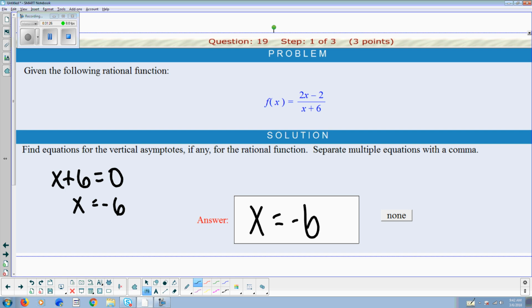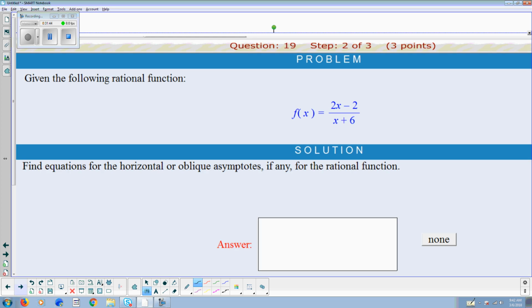There's your vertical asymptote. The only reason there wouldn't be one is if there's no x in the denominator, or if the numerator factored and canceled with the denominator. In that case, you would have a hole instead of a vertical asymptote.